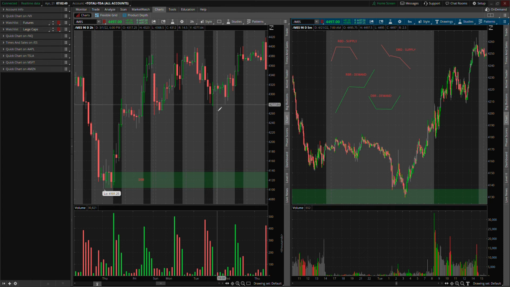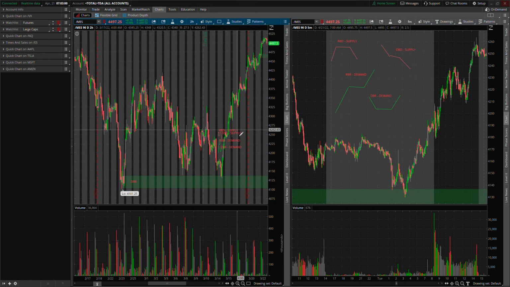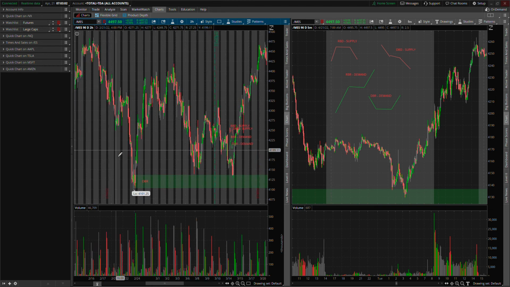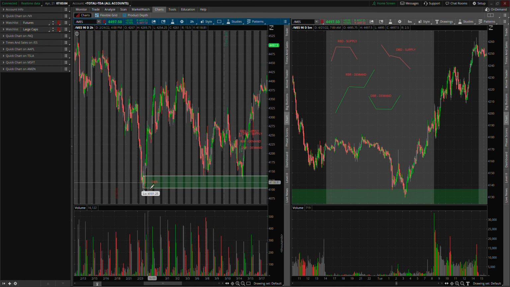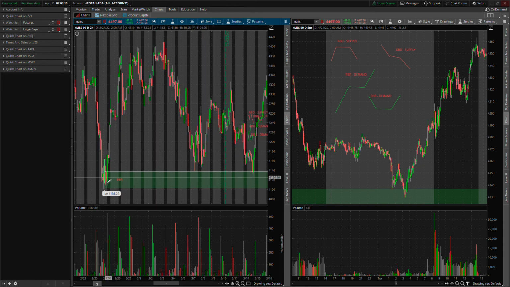All right, so I got four good examples for us here. This is a good 4-hour demand zone from a few weeks ago. You got a drop, a big drop. I mean, this is about a couple hundred points here. Drop, good basing, right? Institutional buyers and sellers decided they like this price.